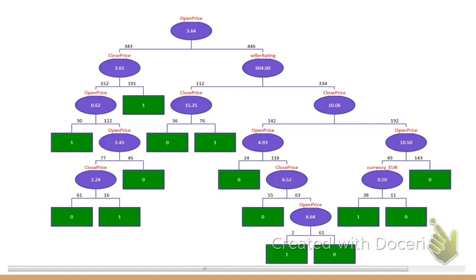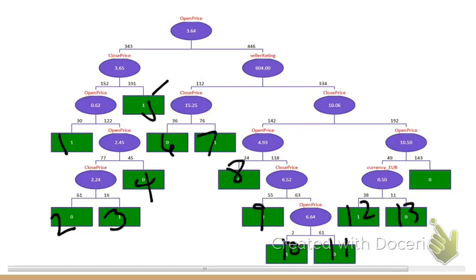First of all, to know how many rules you're going to get from a tree, you really need to just start counting the green nodes, which are the decision nodes showing the output of the model. 0 means the auction was not competitive, 1 means it was competitive. So if I go through and just start counting these, there's 1, 2, 3, 4, 5, 6, 7, 8, 9, 10, 11, 12, 13, 14 rules.